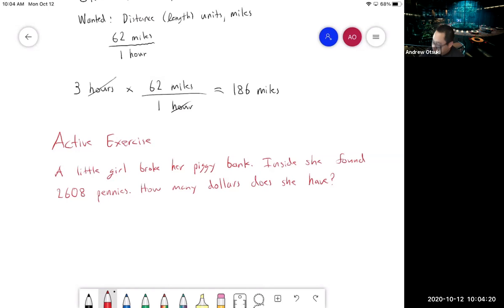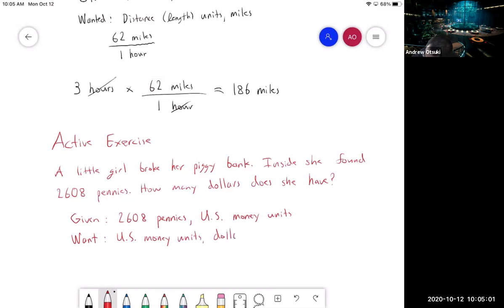Okay, so you can always write what you're given, and that helps you organize the information. So given is 2,608 pennies. And this is a US monetary unit, or US money units. And what we want is also another US money unit: dollars.